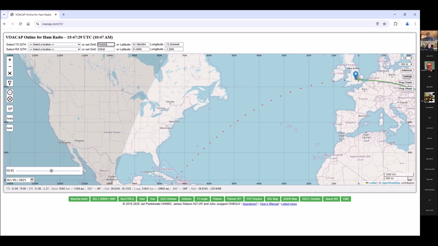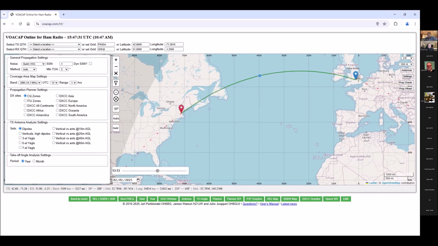All right, so step number one, we're going to set the program. We're going to have it use dynamic sunspot numbers because the propagation changes. So you want to see the updated data when you run the same propagation prediction a week from now, just in time for the contest. The other important setting is the overall noise level of the location. Ken, how would you describe your station?